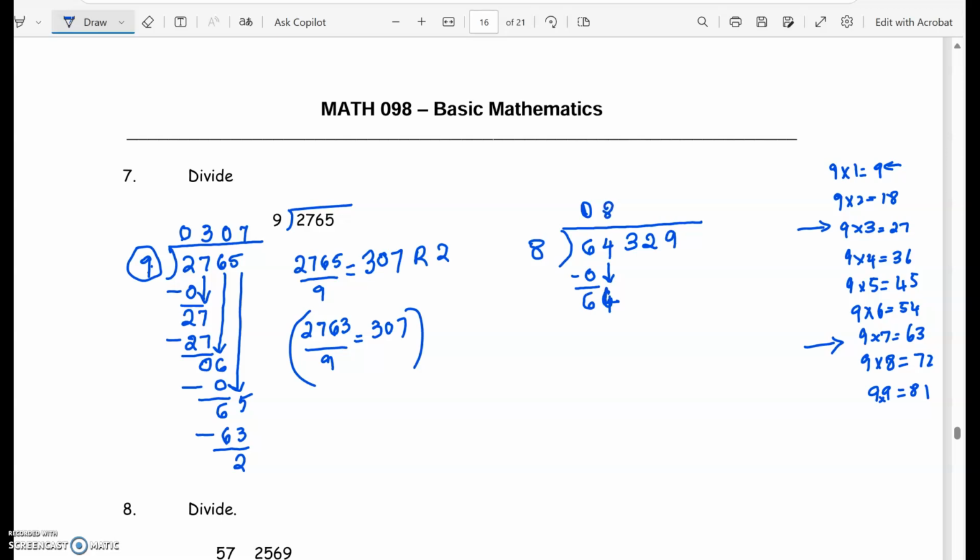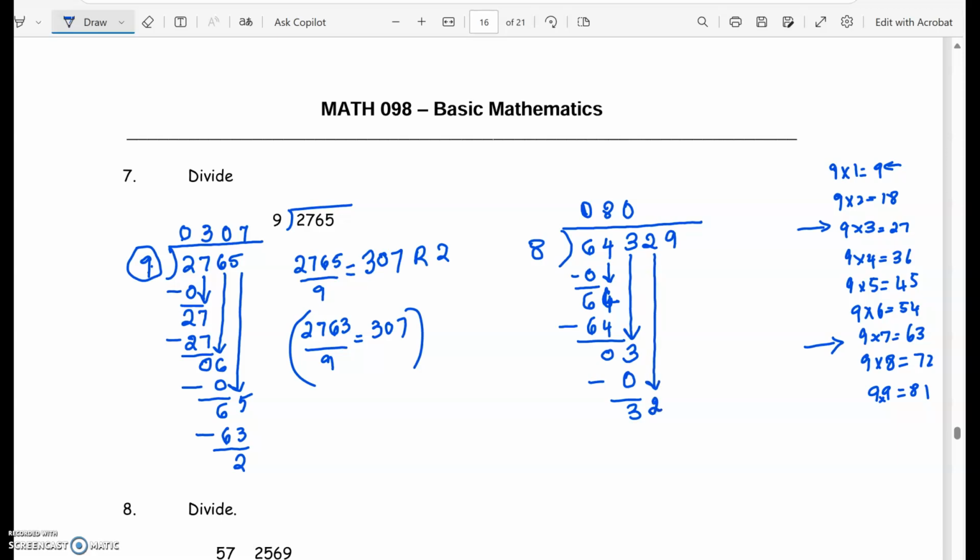8 times 8 is 64. Subtract to get a 0. Bring the next digit down. How many times does 8 go into 3? The answer is 0. Put the 0 there. Subtract. 8 times 0 is 0 to get a 3. Bring the next digit down.